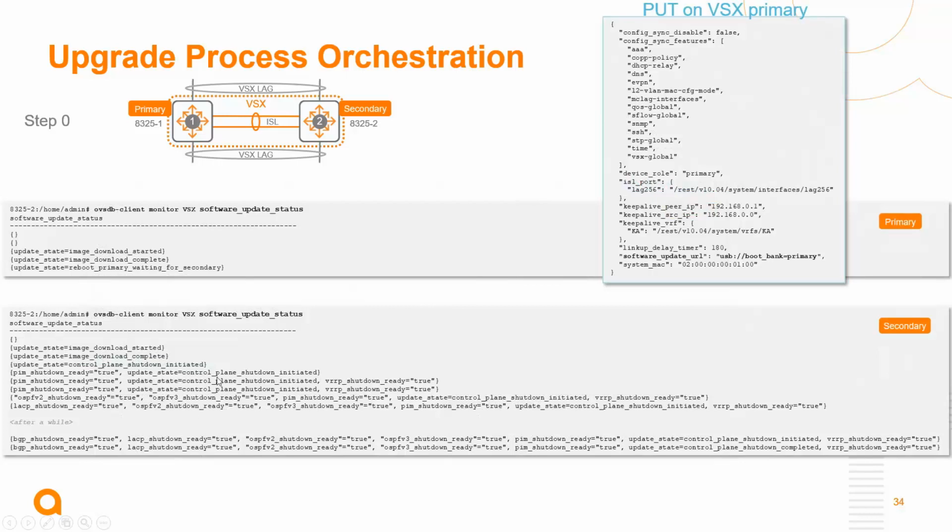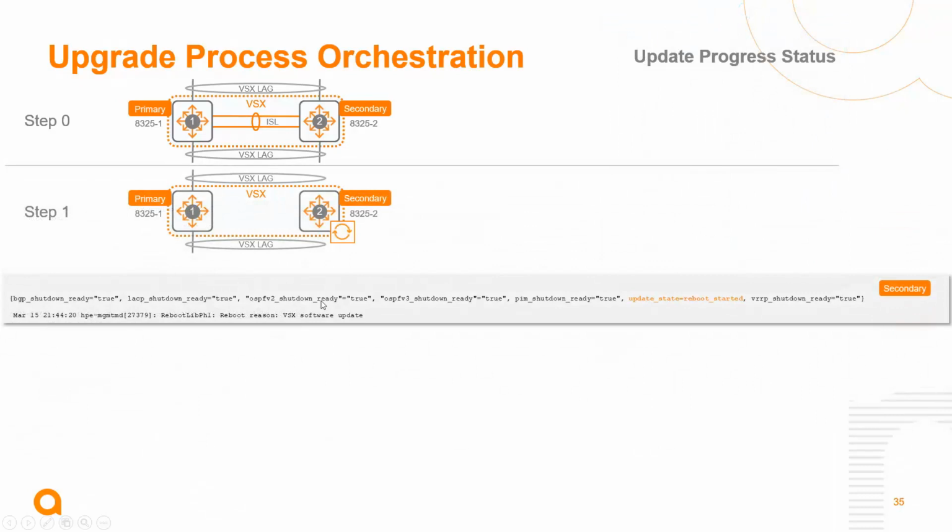So the secondary will gracefully shut down all the protocols. It will take a while to complete the BGP shutdown. So those switches are running OSPF and BGP and LACP and PIM as well. And next would be, as a step one, that this secondary is rebooting. So right after the graceful shutdown is completed, you have an update status that is reboot started and secondary is rebooting.